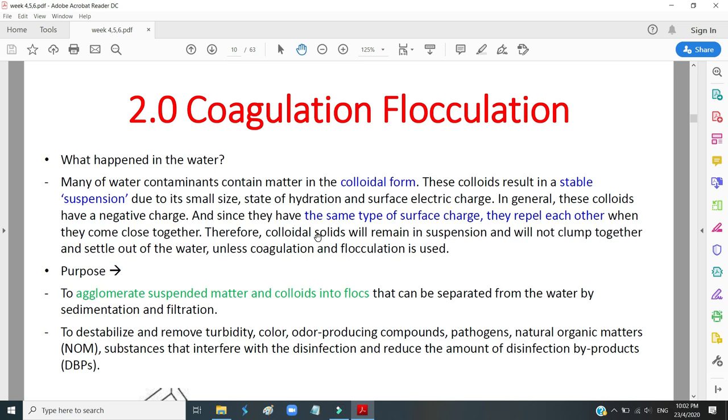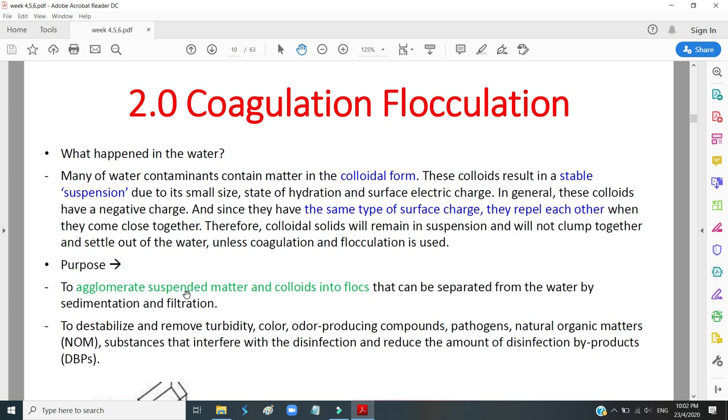Therefore, colloidal solids will remain in suspension and will not clump together and settle out of the water unless coagulation and flocculation are used. Because they have negative charges, they are difficult to bring together, so they need the help of coagulation and flocculation so that they can stick together and be removed. Purpose: to agglomerate suspended matter and colloids into flocs that can be separated from the water by sedimentation and filtration.